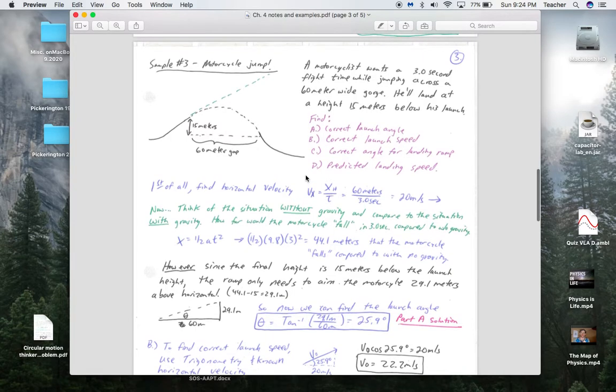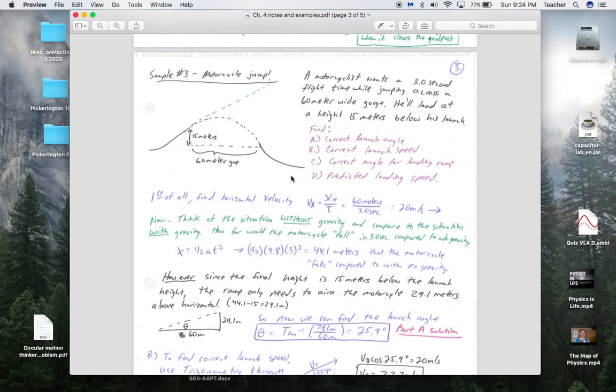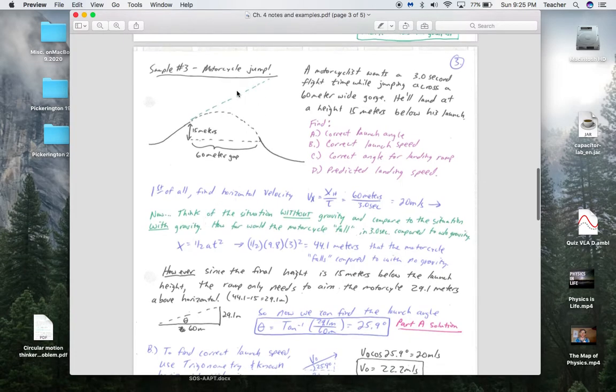Now, what I find really useful here is to compare this situation to one with zero gravity. So if there is gravity, my path will look something like this black dotted line. But if there's no gravity, I've got something which will look like this dashed-dotted line in green. So without gravity, the motorcycle will go at a straight angle up into the sky.